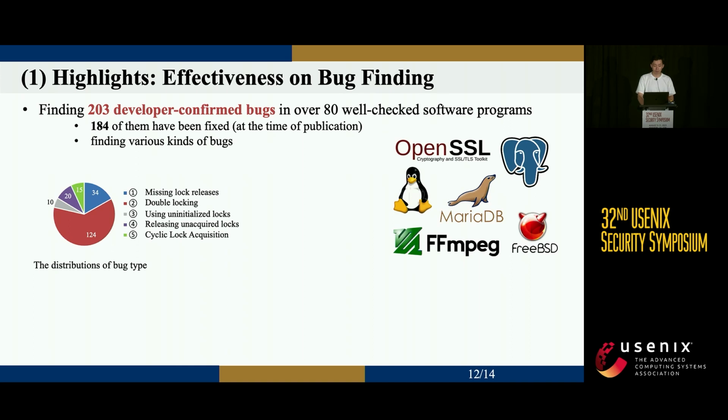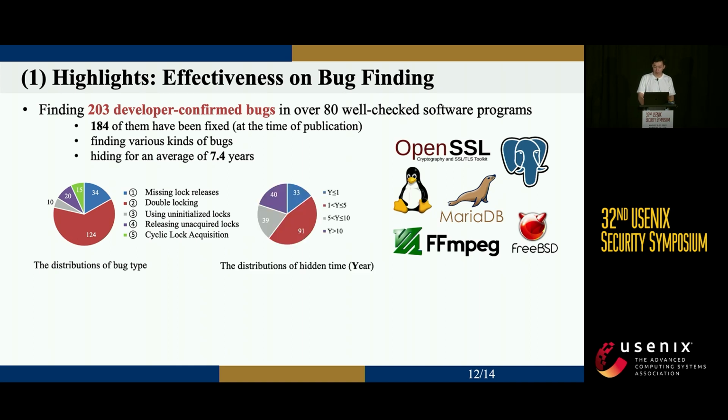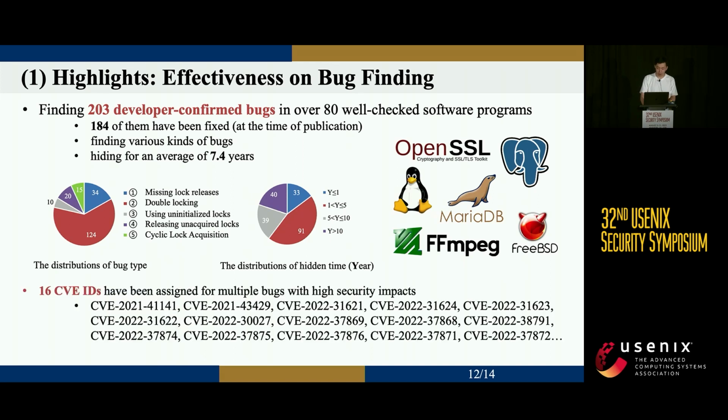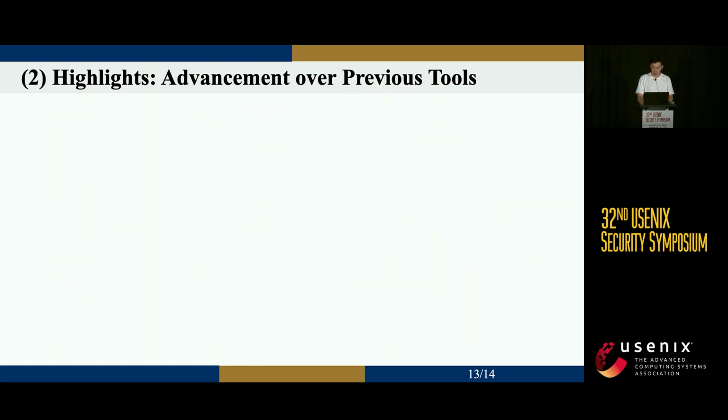Also, our tool can find various kinds of bugs. For example, as shown in this graph, our tool can find at least 10 bugs for each category of the bugs being studied. Also, those confirmed bugs are very long latent, hiding for 7.4 years on average. As shown in this graph, 40 bugs had existed for over 10 years. And more importantly, 16 CVE IDs have been assigned for multiple bugs with high security impacts.